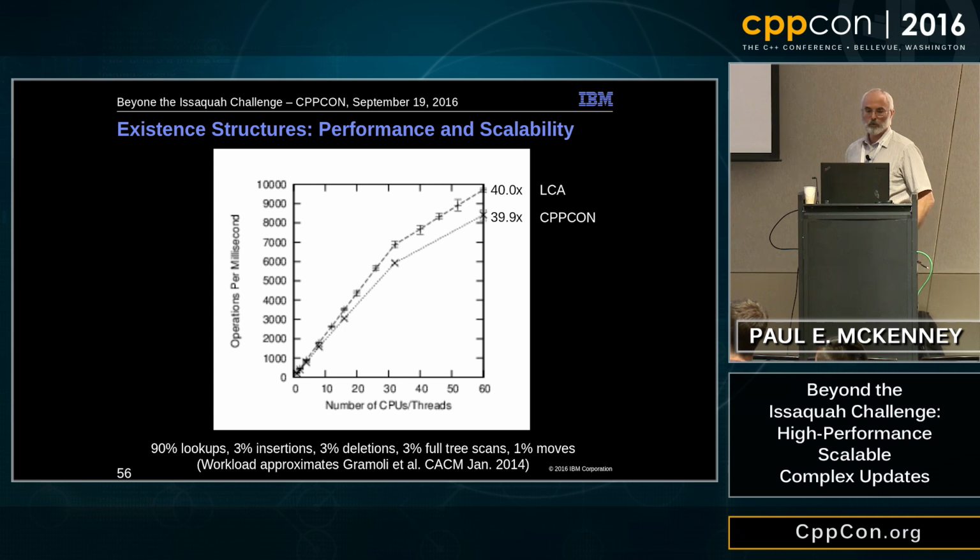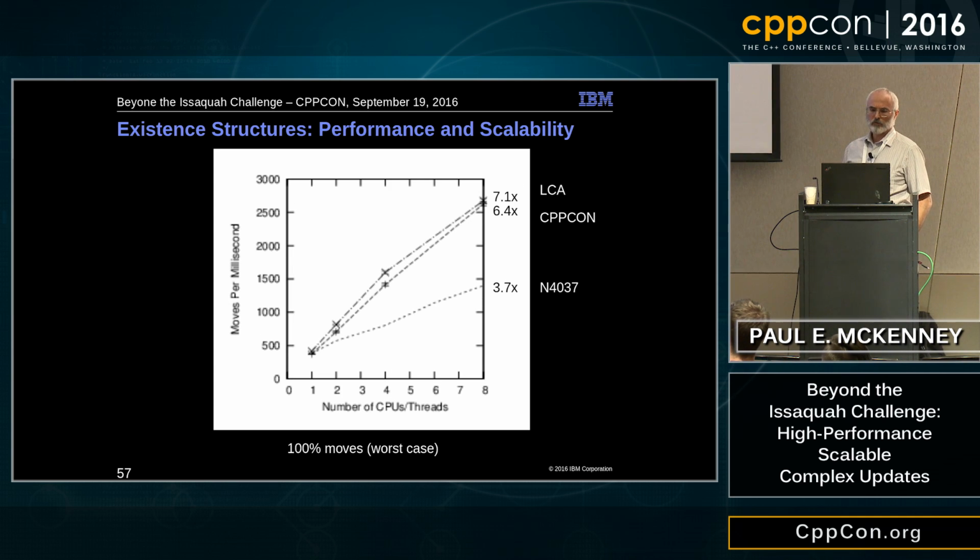Okay, that was read-only. If you add a small amount of updates, things get a little bit worse. Only 40x on 60 CPUs. This at least beats Bjarne's 10x he wanted this morning, I heard. And if you're only doing updates, this is on 8 CPUs. Things were really horrible back in June of 2014. They were a little better at CppCon, not much better at LCA.